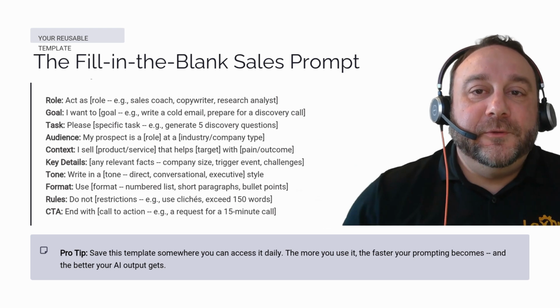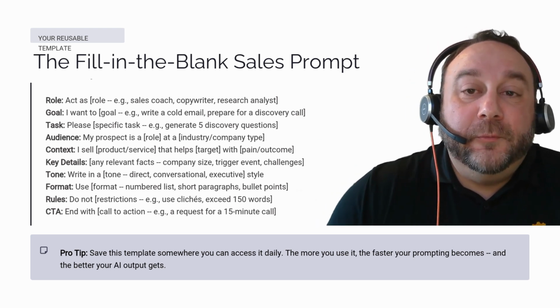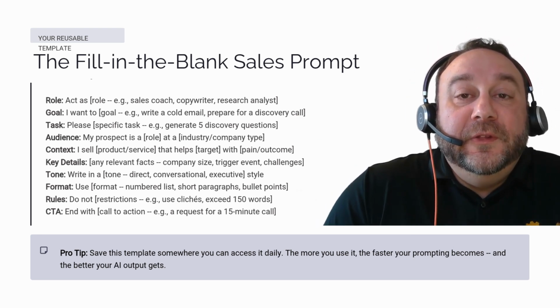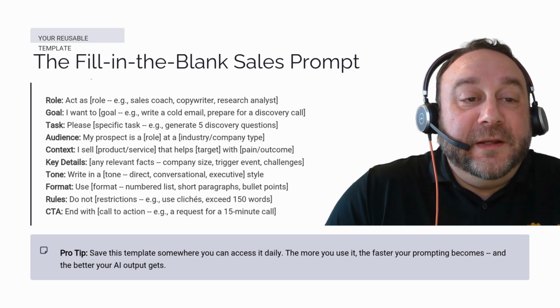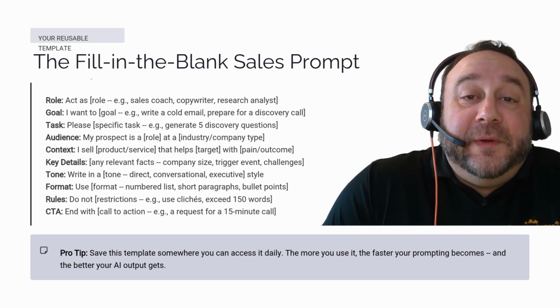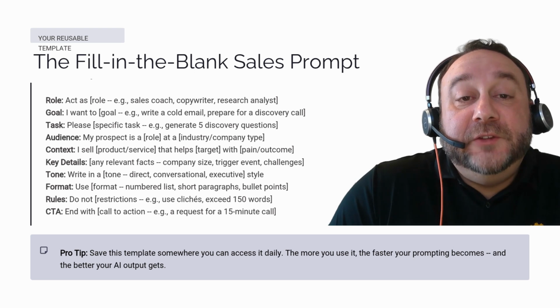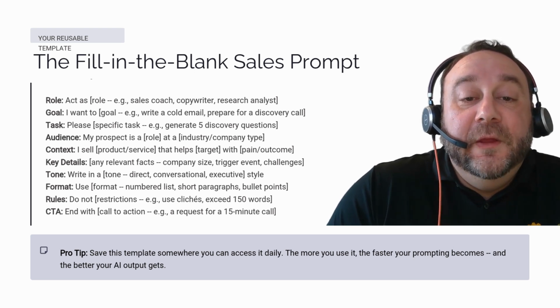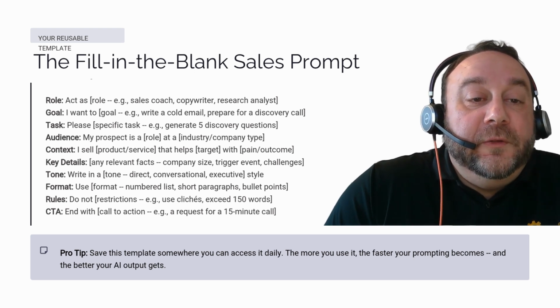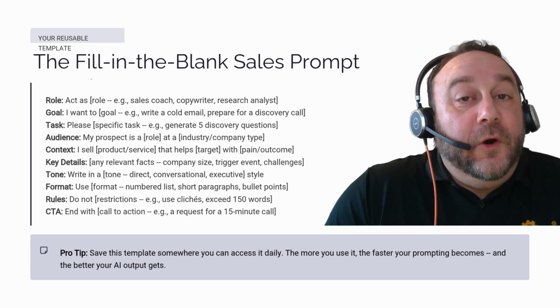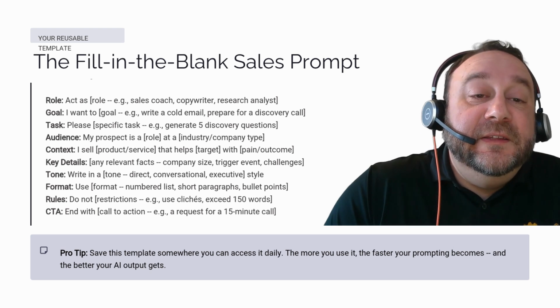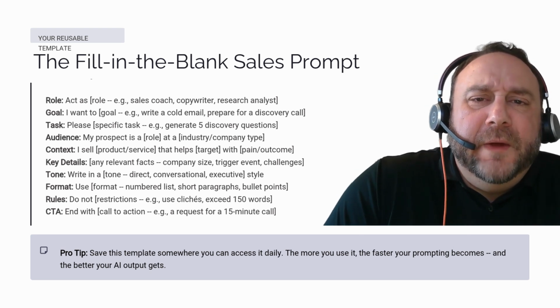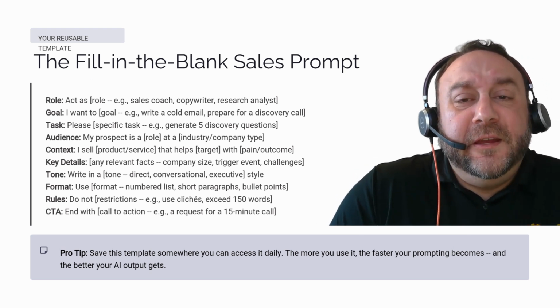At this point, you do not just want three example prompts. You want a reusable structure you can use again and again. That is what this template is for. Think of it as your baseline format for prompting AI in sales. The template includes the role, the goal, the task, the audience, the context, the key details, the tone, the format, the rules, and the CTA.